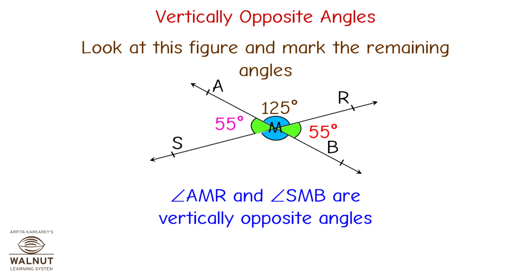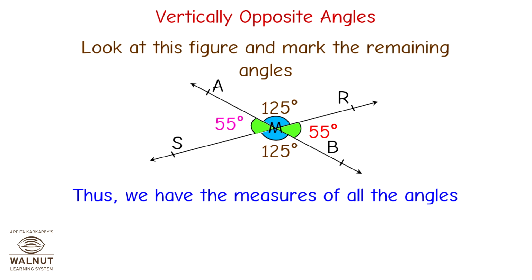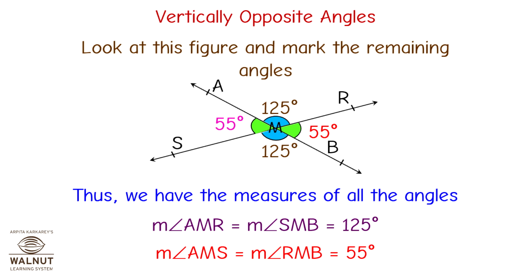Angle AMR and angle SMB are vertically opposite angles. Therefore, measure of angle AMR is equal to measure of angle SMB is equal to 125 degrees. Thus, we have the measures of all the angles. Measure of angle AMR is equal to measure of angle SMB is equal to 125 degrees. Measure of angle AMS is equal to measure of angle RMB is equal to 55 degrees.